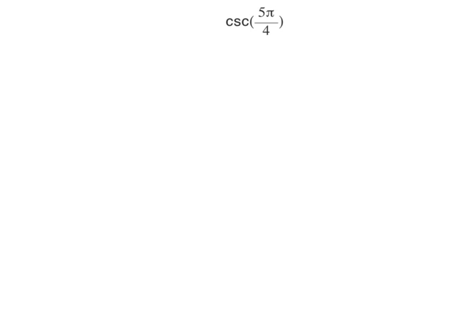All right, so let's try another one if we want to find the exact value using reference angles. Here we have cosecant of 5 pi over 4. So first, again, we want to figure out what quadrant it falls in. So 5 pi over 4 is definitely more than 180 degrees, or more than pi, so we are going to be back down in our third quadrant again.